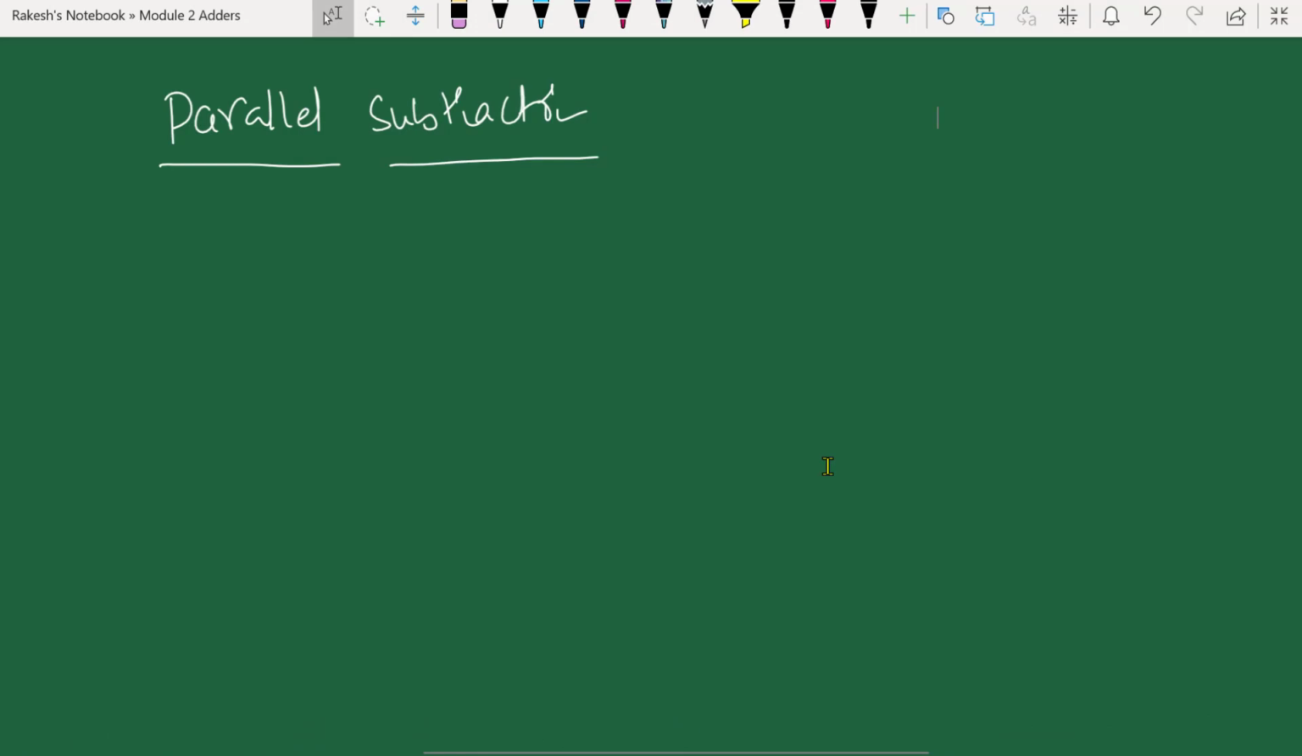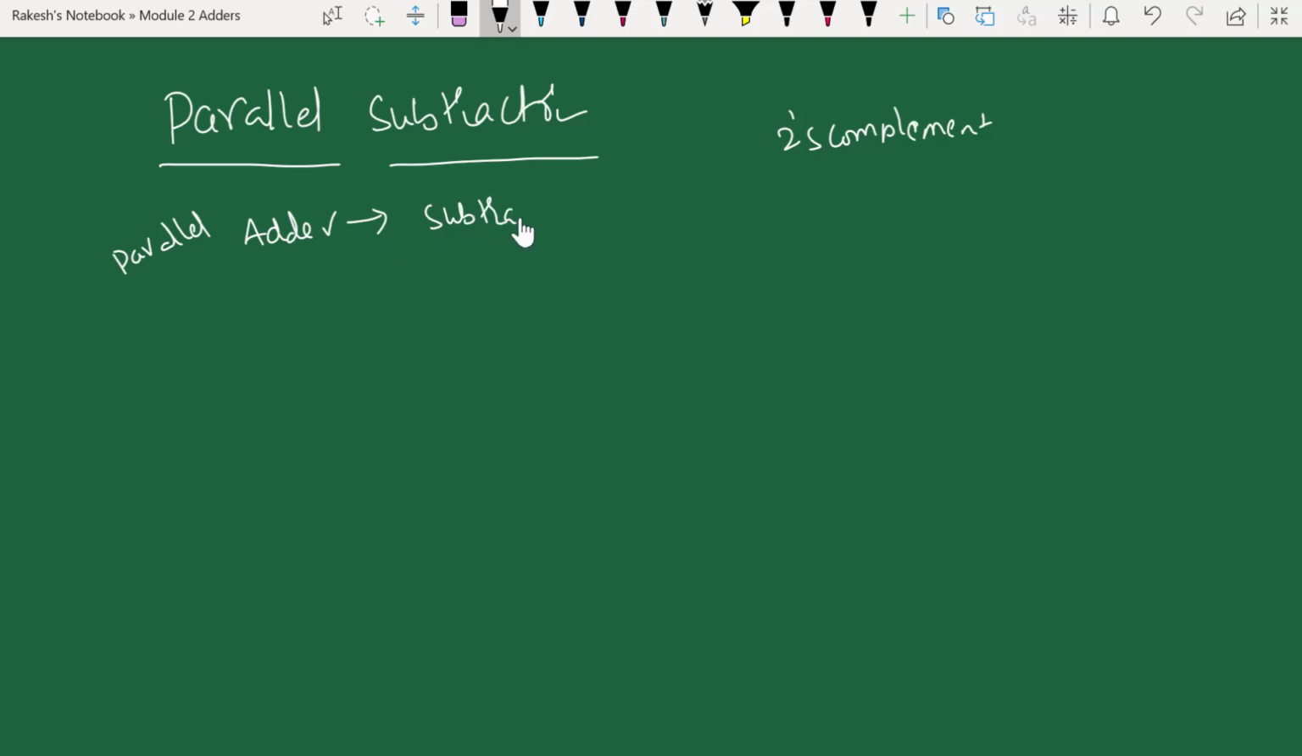Now I'm going to show you how to construct a parallel subtractor circuit. Please remember, as we discussed in unit number 1, you don't have to use a separate circuit for the subtraction. We can use the same addition circuit, the same parallel adder circuit, for subtraction also, just by using the 2's complement method. I'll show you how we are going to do that.